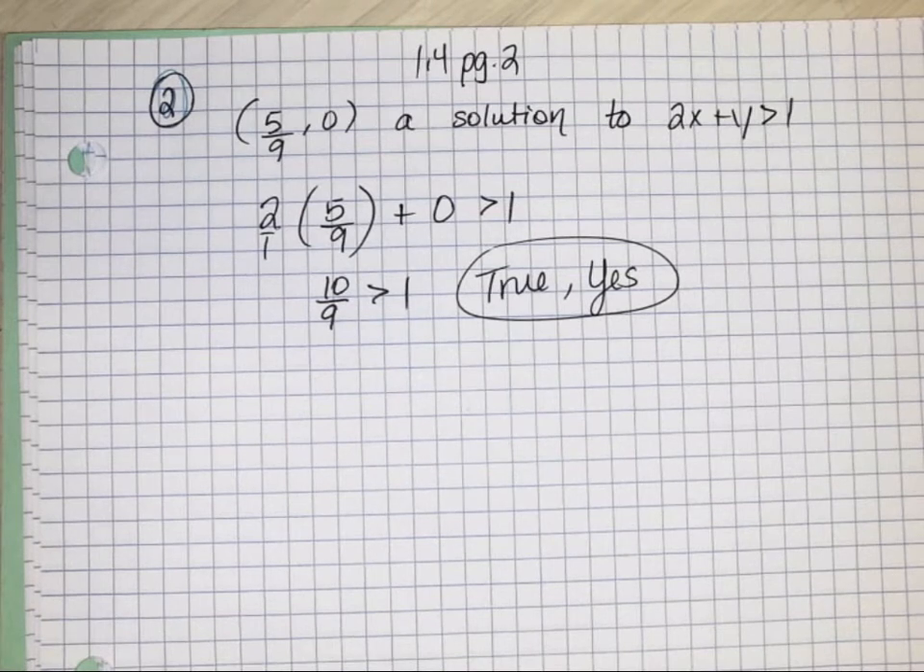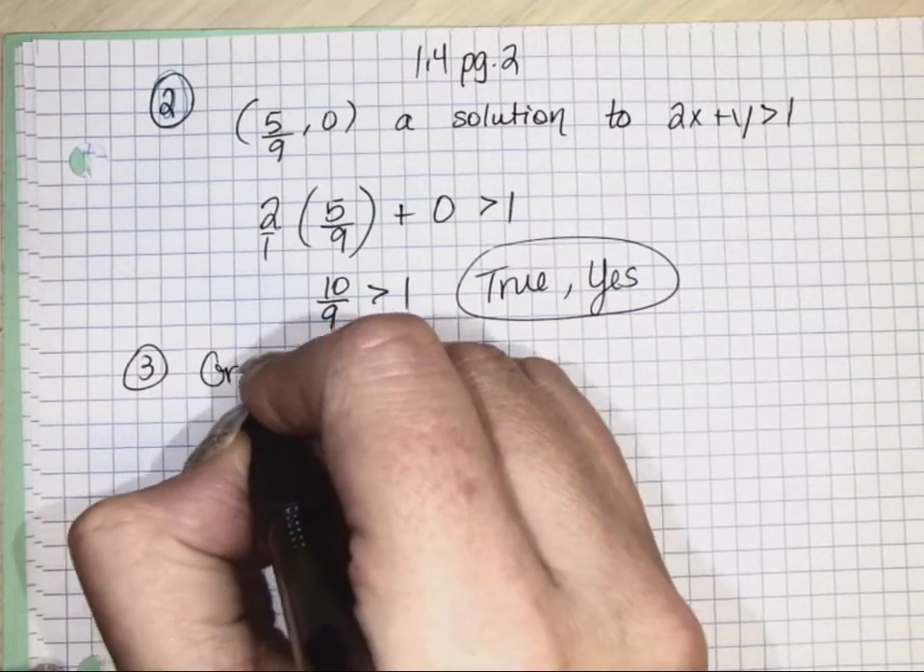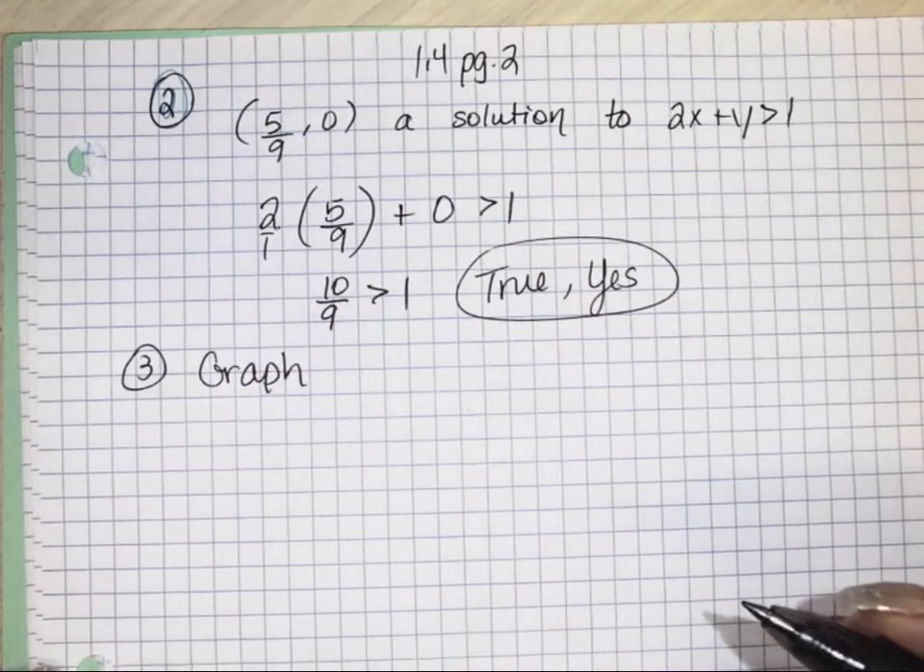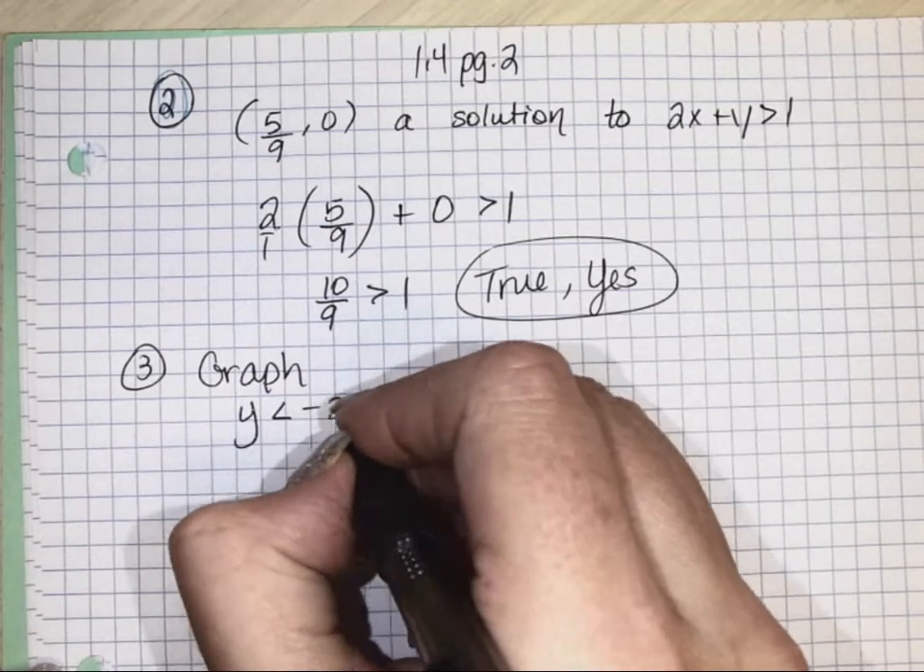Okay, we've already graphed one in slope-intercept form. I'm going through your homework problems really quick. Number 3, it says graph. Well, this is like number 4 in your homework actually. Y is less than -2.